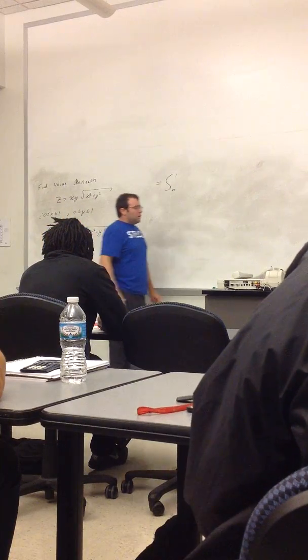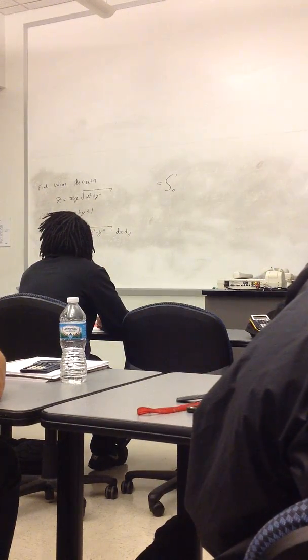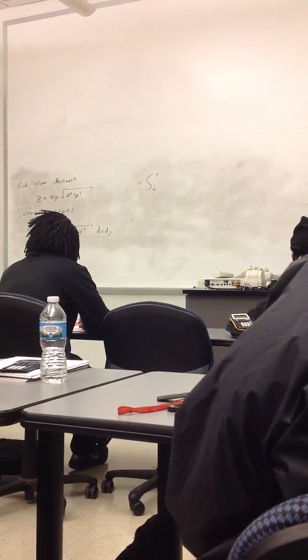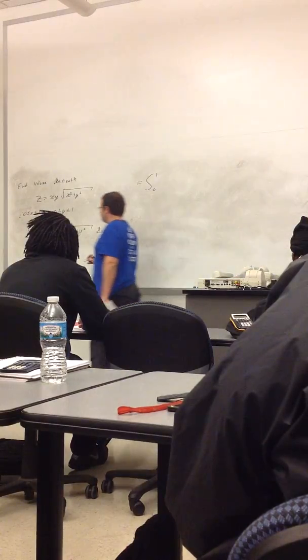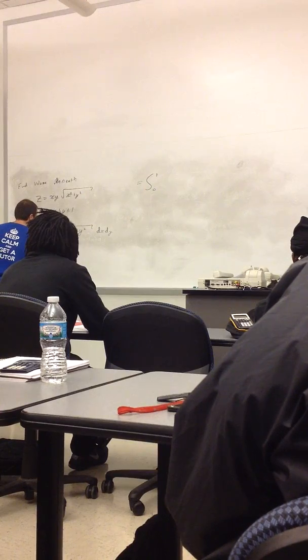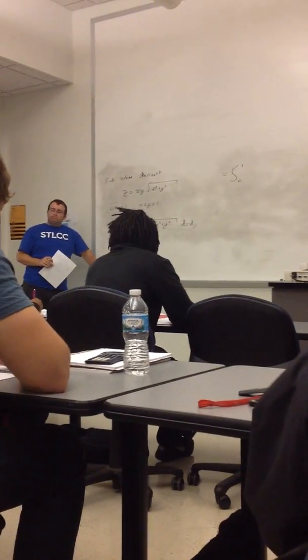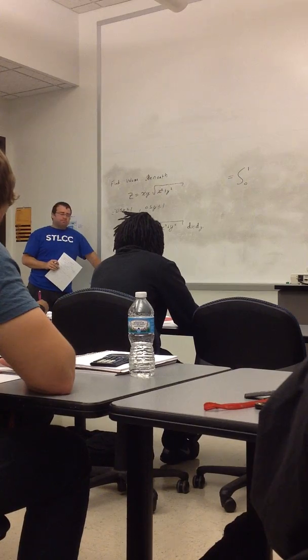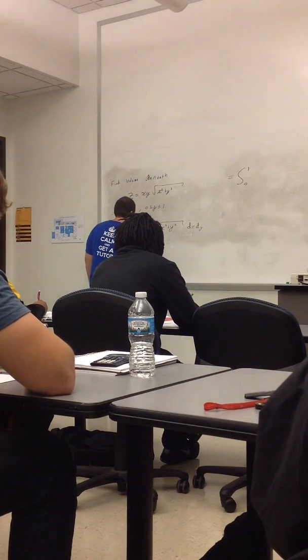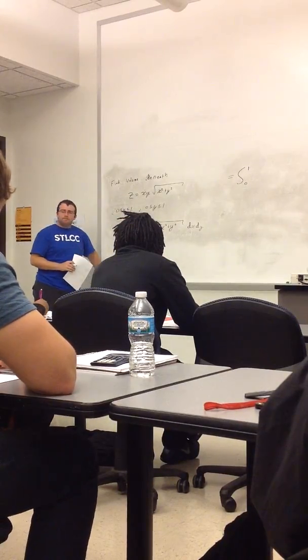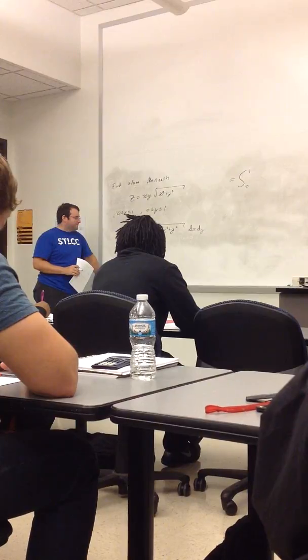So I'm going to take the integral of this thing. Where do we start? U sub. What am I going to u sub? x squared plus y squared. 2x dx. So if you substitute, x dx is half du.